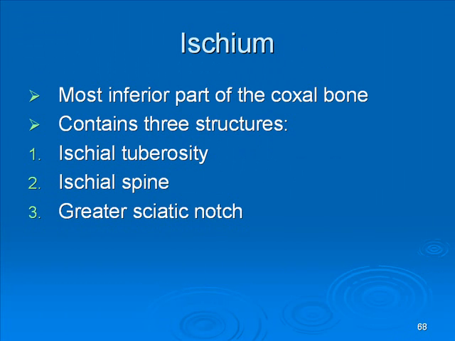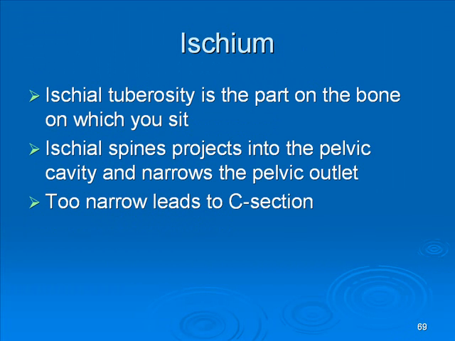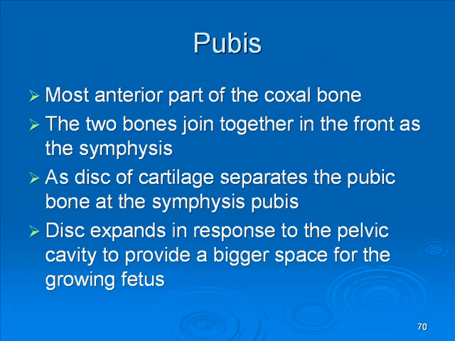The ischium bone, most inferior portion of the coxal bone, ischial tuberosity, ischial spine, and the greater sciatic notch. The ischial tuberosity is part of the bone which you sit on. The ischial spine projects into the pelvic cavity. It can narrow the pelvic outlet. Now, this is important in women in childbearing years, because if the pelvic outlet is not wide enough, which is dictated by the positioning of the ischial spines, then the outlet is too narrow and the baby can't be passed, and those women would have to undergo a C-section to deliver the baby.